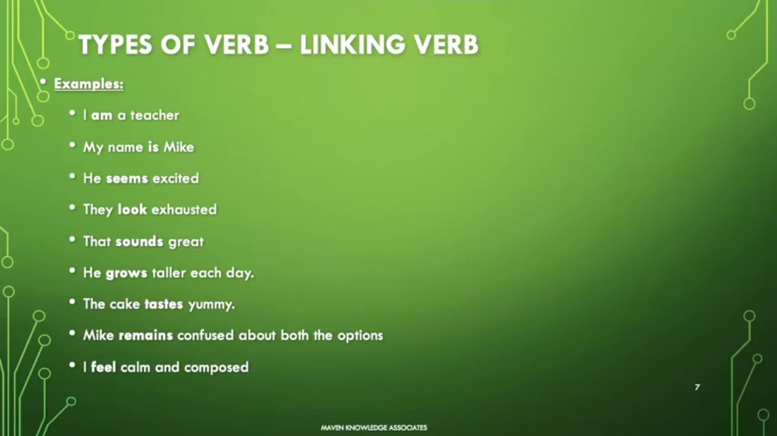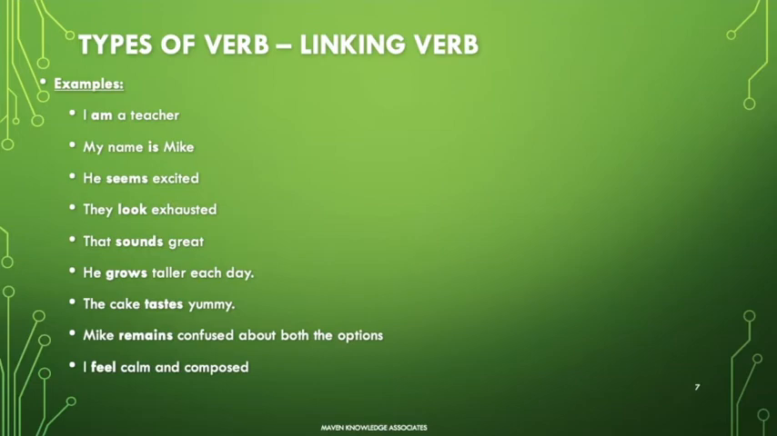I am a teacher. Am is a linking verb. My name is Mike. So what is the linking verb in this sentence? Is. He seems excited. Seems is a linking verb. They look exhausted. Look is a linking verb. That sounds great. So which word is a linking verb? Sounds. He grows taller each day. Grows is a linking verb. The cake tastes yummy. Taste is a linking verb. Mike remains confused about both the options. Remains is a linking verb. I feel calm and composed.